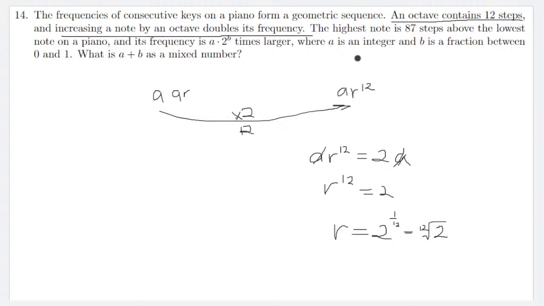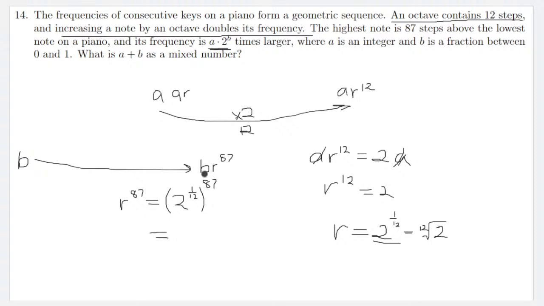So the highest note is 87 steps above the lowest note. So let's say the lowest note is B. If we go 87 steps up, that's B times r to the 87. And so this frequency is some number of times larger. Well, that number of times larger is just B times r to the power of 87 divided by B, which is r to the power of 87. So the problem is effectively asking for this in this kind of weird form. So let's plug in. We know r is this. So 2 to the power of 1/12th to the power of 87.